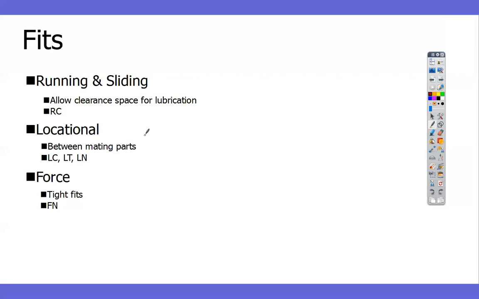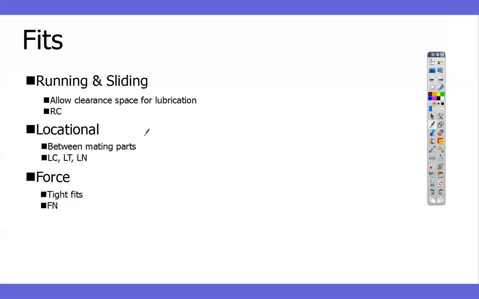Locational fits are ones where we're just using it to line stuff up. Things aren't going to be moving when we're actually using the part. They're going to be holding still, but we're going to use it to line stuff up well. So like this, it's a locational fit, right? I needed that to locate it in there, but I'm not going to be sliding this in and out while it's moving.